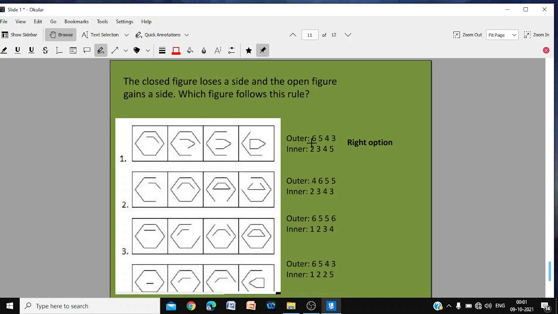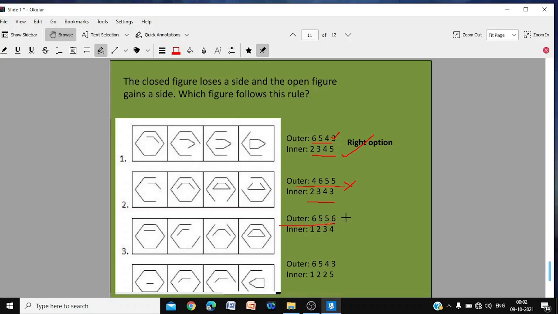Here we have 6, 5, 4, 3. Perfect. Here we have 2, 3, 4, 5. Perfect. Still, let us check it. Here we have 4, 6, 5, 5. So it's not progressively decreasing. 2, 3, 4, 3. Again, it's not progressively increasing. So this is rejected. This one, you have 6, 5, 5, 6.